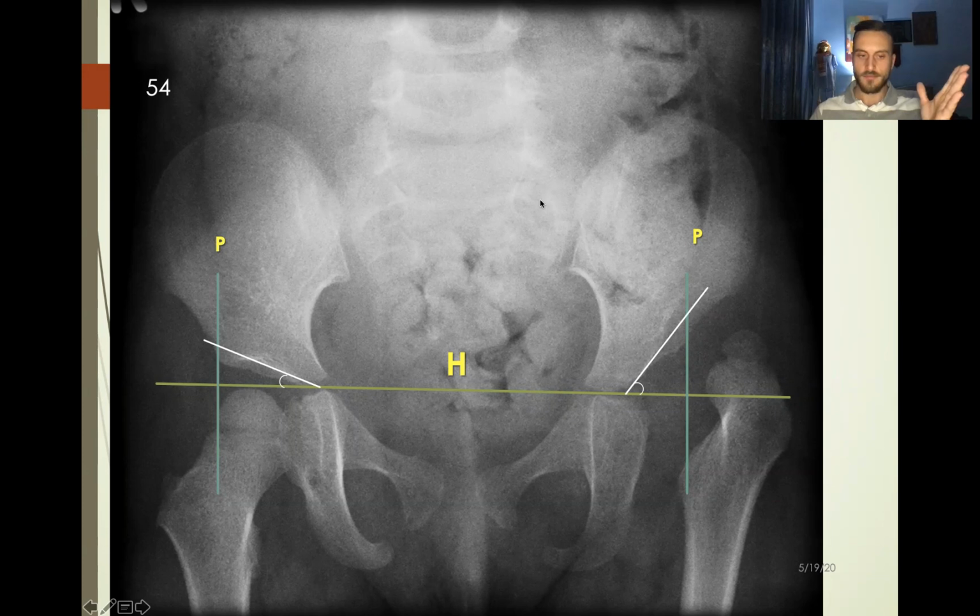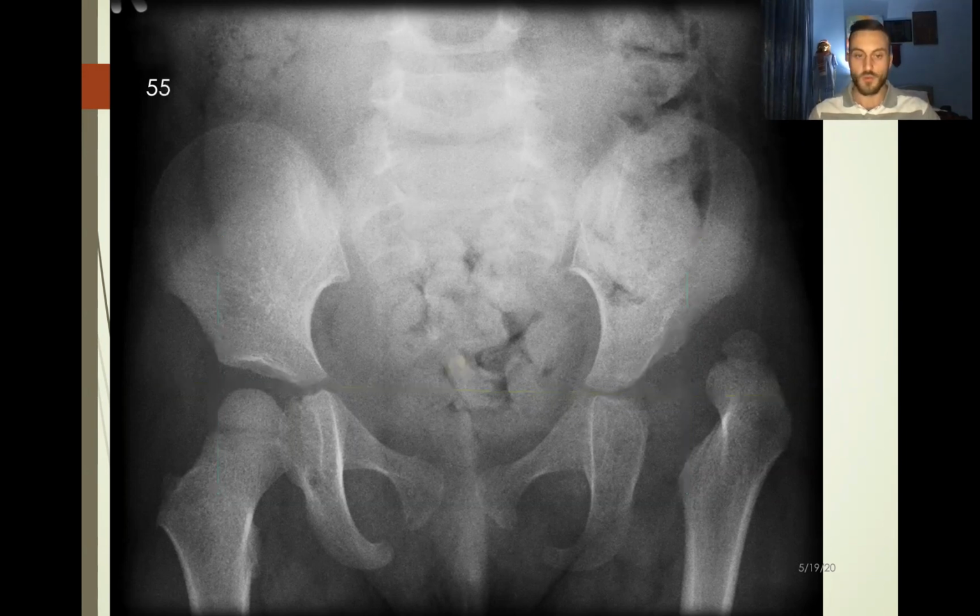So on the right side, we calculate it. On the left side, we calculate it, okay? So this is the acetabular index. For me, on the right side is 23, on the left side is 55, which is very dysplastic for sure. It must be less than 28.